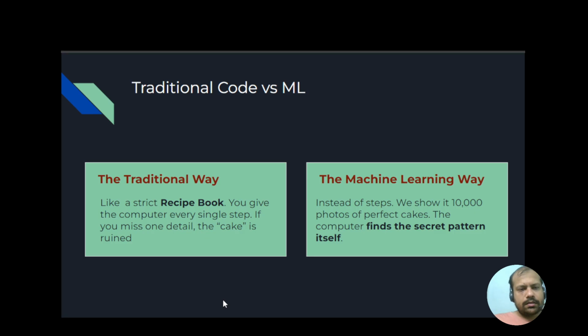Suppose you miss or somehow don't provide one input or one detail, and your end product will be completely different and it will be ruined. In machine learning, instead of providing steps, you show, say, 10,000 or a huge amount of images of the cake, and the system itself tries to find out the recipe to make that cake, right? So it is sort of finding a pattern in the data to get to the required output.